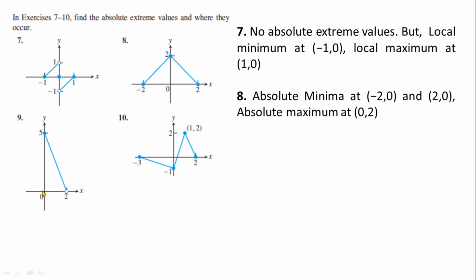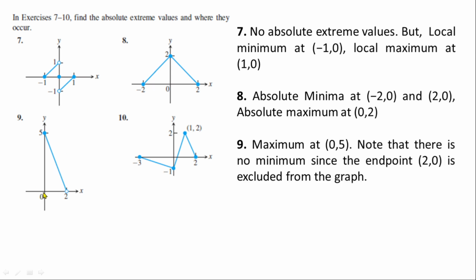Next, for this graph, the maximum is at x equals 0 and y is 5. And there is no minimum since the endpoint (2, 0) is excluded from the graph. If it were included, it would be an absolute minimum, but it is excluded. So there is no absolute minimum.